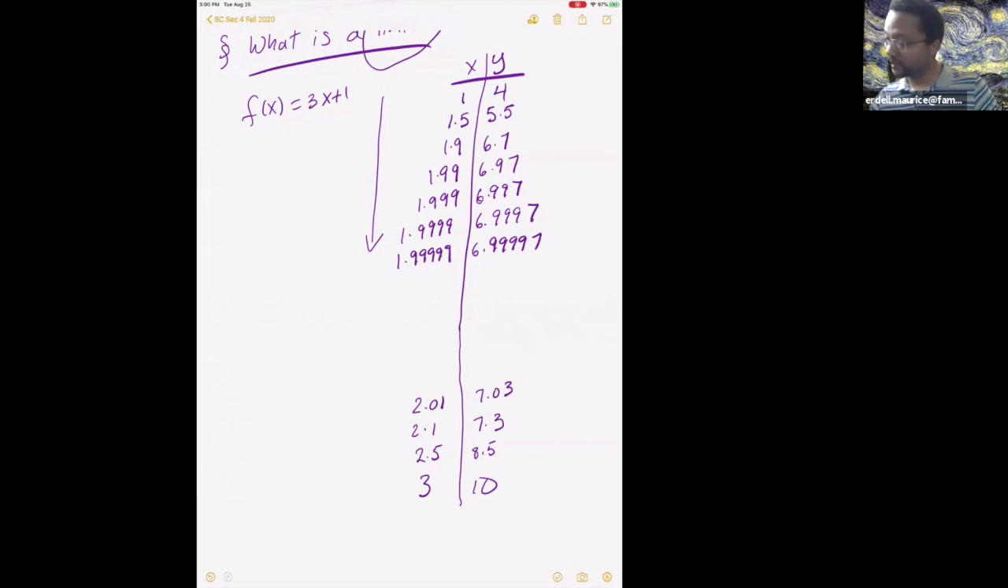And then 2.001 gives me an answer of 7.003. See why you need a calculator? Imagine how I did this. No, I did not sit down and work all this by hand. 2.0001 gives me an answer of 7.0003. Then 2.00001 gives 7.00003.